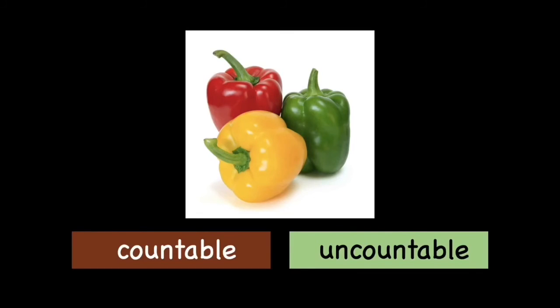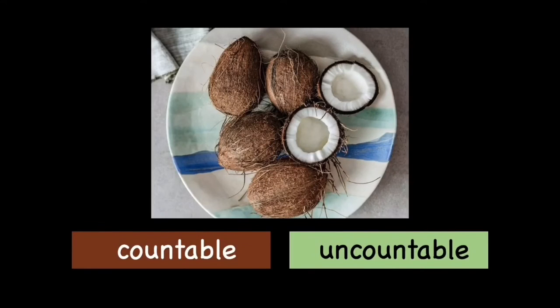Peppers. How many peppers are there? 1, 2, and 3. So, is it countable or uncountable? Ready with your answer? Let's check. Countable nouns. Very good. Coconuts. How many coconuts do we have here? So is it a countable noun or uncountable noun? Ready with your answer? Let's check. Countable nouns. Good job, guys.